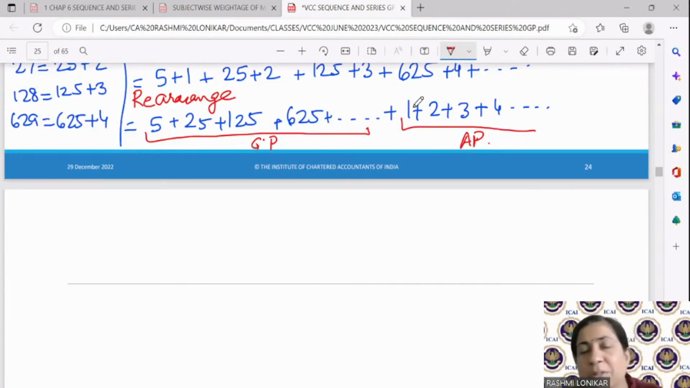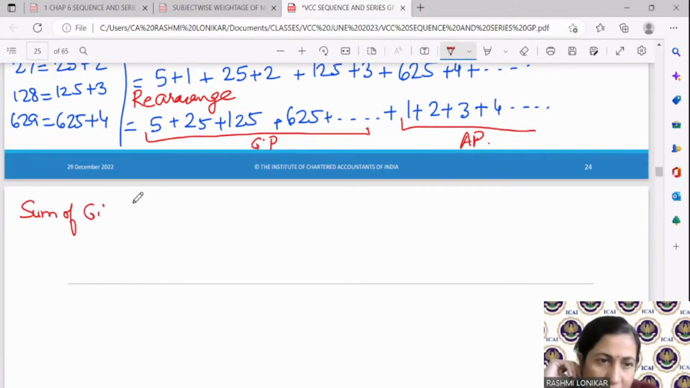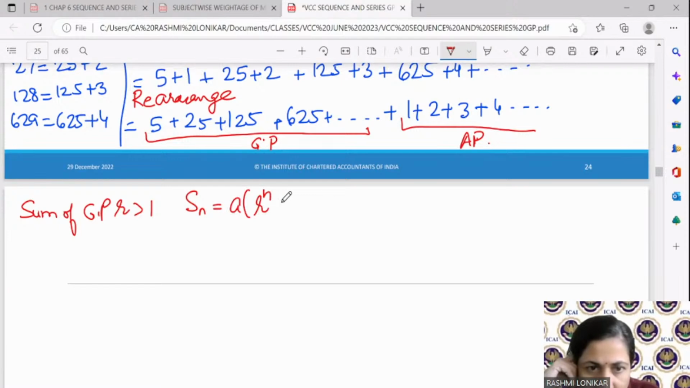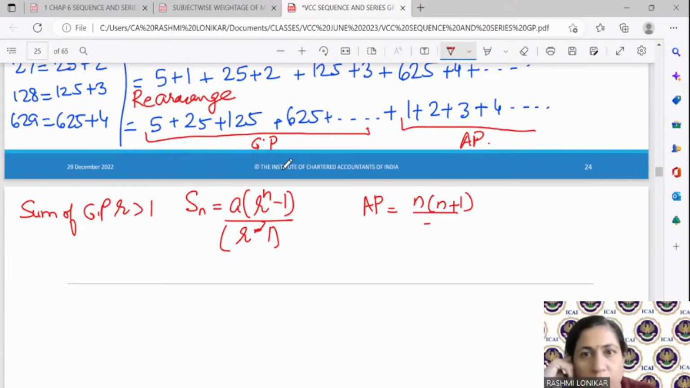How do I know this is an AP? This is simply 1 plus 2 plus 3, right? Remember the formula for the sum of the first n natural numbers, n into n plus 1 upon 2. So here, what is this? Sum of a GP when r is greater than 1, given as Sn is equal to a(r^n minus 1) upon r minus 1. And this AP, the first n natural numbers, is given by n into n plus 1 upon 2.